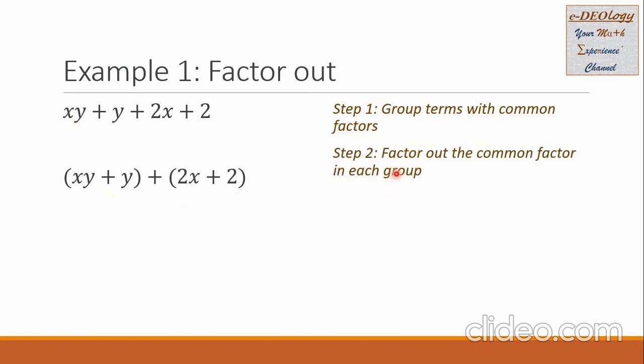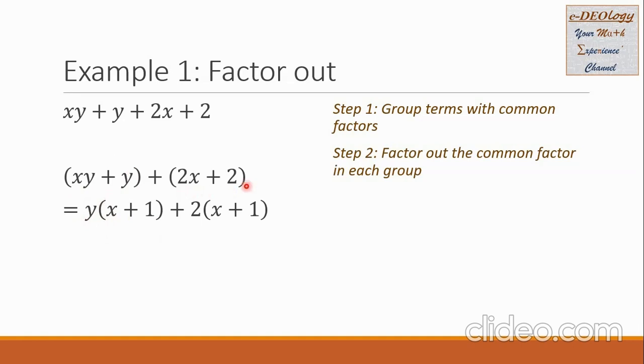In step 2, factor out the common factor in each group. In the first group, the variable y is common, so I'm going to factor it out. So y comes out. What remains inside is the x plus 1. For checking, I'm going to multiply this y to this x, so I will get back the xy, and then y times 1 is y. So I'm sure that this is the correct factors for the first group.